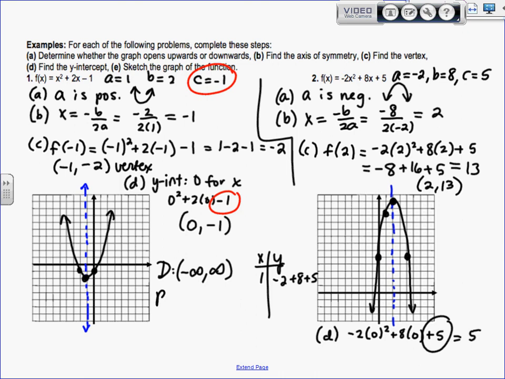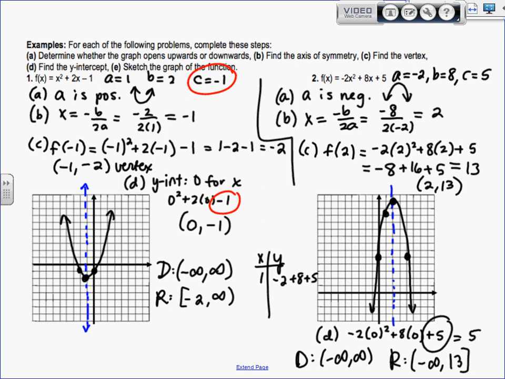Okay, but your range, that's a set of all the y values you have. So if you run your pencil from the bottom up, what's the first y value you hit? -2, right? So your range is going to be -2 to infinity. And we do a bracket because we include that point, -2. So for number 2, our domain is negative infinity to infinity, but the range is negative infinity, starting from the bottom and going up. And what's your highest point? 13. Do you guys see it? Negative infinity to 13, bracket.